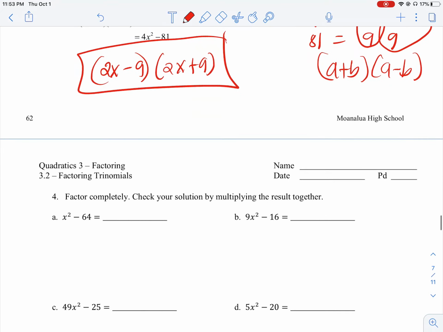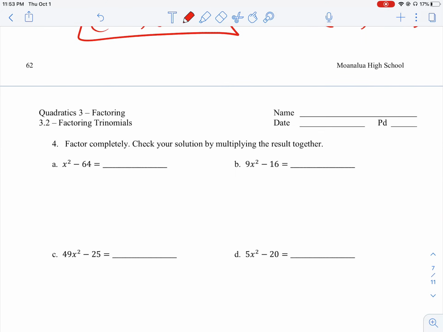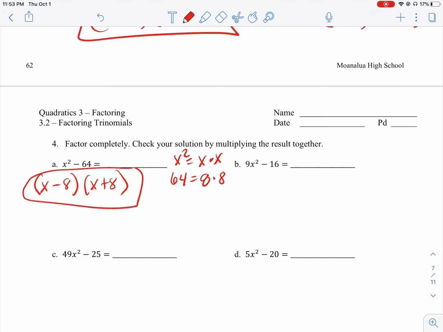Okay, let's try. So we have x squared minus 64. So x squared is x times x. 64 is 8 times 8. Therefore, this is x minus 8 and x plus 8. Done deal. Let's move on to 9x squared minus 16.